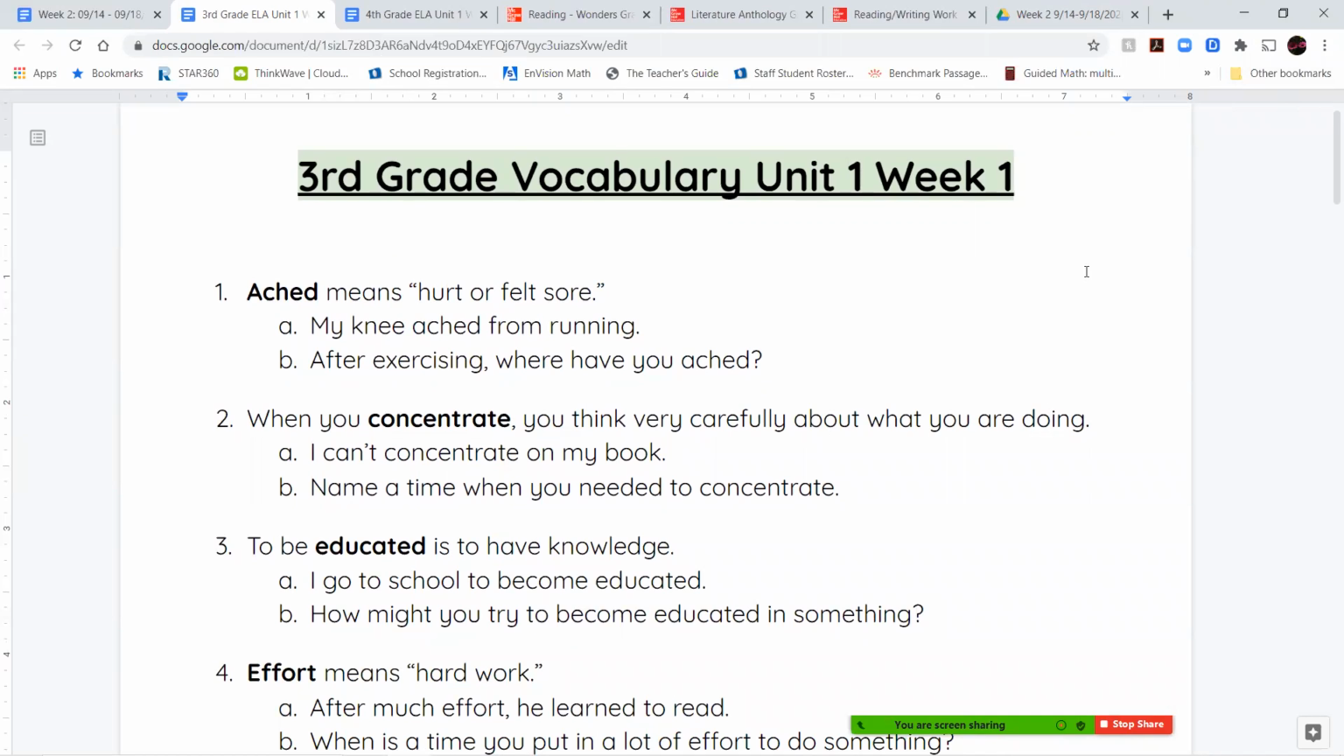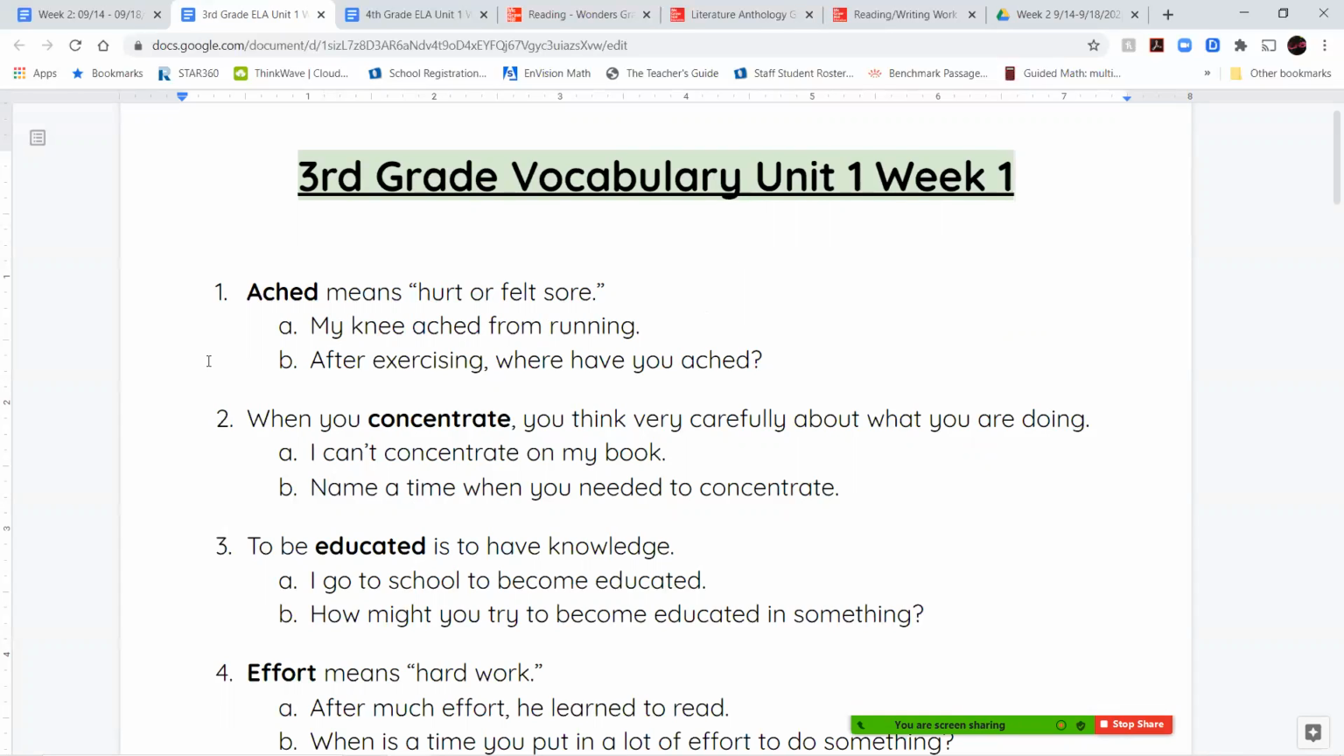The first word is the word ached. Now, the way your vocabulary notes are set up is the first line gives you the meaning of the word. The second line uses the word in a sentence, and the third line uses it in a question. So ached means to hurt or to feel sore. When your head aches, that means your head feels sore. We know that Bruno's paws ached because he had been trying so hard to pull up the tree roots that they hurt and felt sore because he was working on it for so long. An example sentence is, my knee ached from running. And an example question is, after exercising, where have you ached?